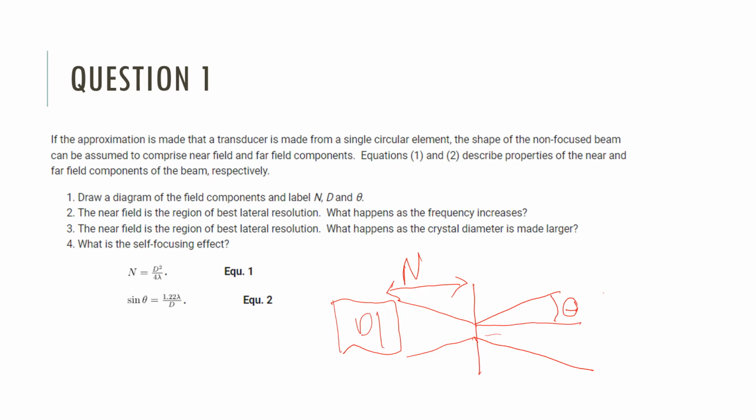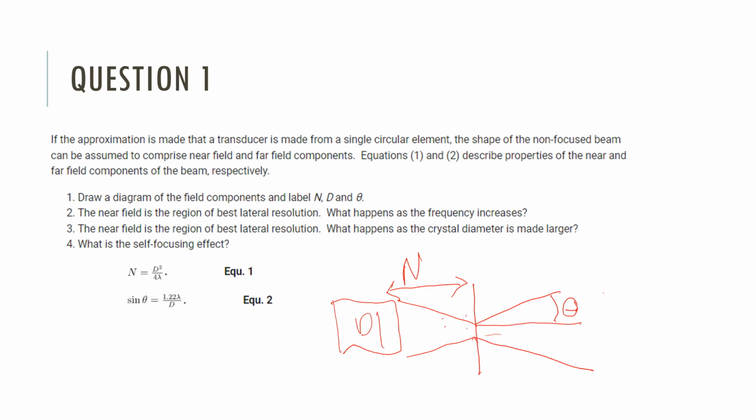So the near field region is a region of best lateral resolution, and that's because it's got a narrow region here. So we're going to be able to see things that are closely separated side by side. For example, if two things are separated here side by side, they will return a single signal back. If we go here where it's more narrow, there'll be two separate signals.